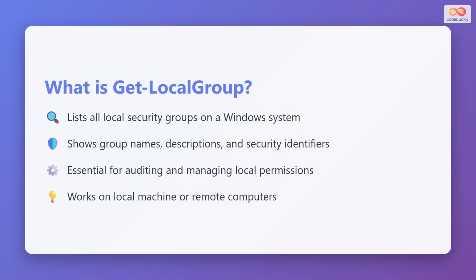Get-LocalGroup is a PowerShell cmdlet that lists all local security groups on a Windows system. It displays group names, descriptions, and security identifiers, which are unique codes assigned to each group. This command is essential for auditing and managing local permissions on your computer. You can use it on your local machine or even query remote computers to see their security groups.